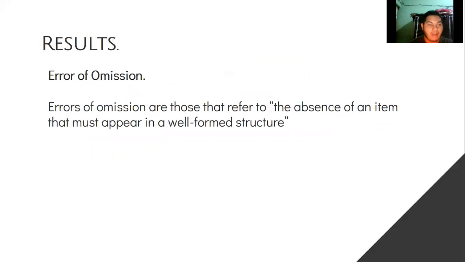The results. Now I'm going to explain the results and the errors that they made at the moment of performing this investigation. Okay, the first one is error of omission. Errors of omission are those that refer to the absence of an item that must appear in a well-formed structure. So in this case, it could be said that there is one missing word in the sentence. The sentence is almost correct, but there is one missing word that is necessary to have the sentence grammatically correct.